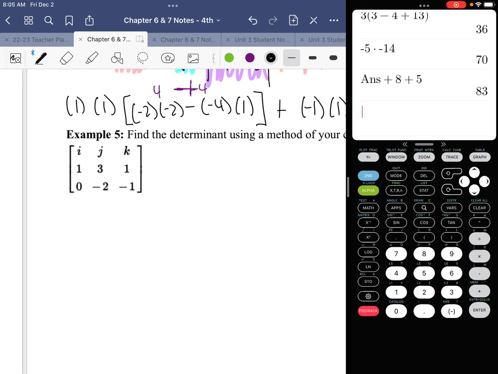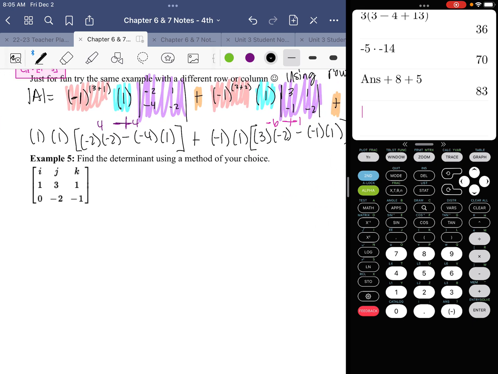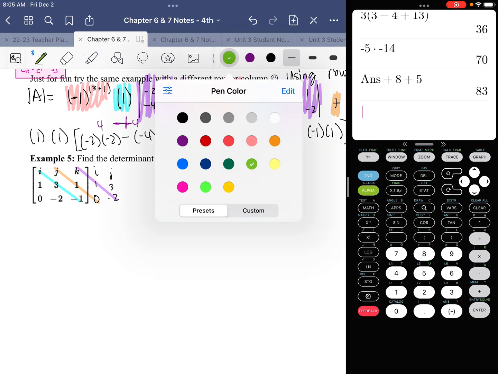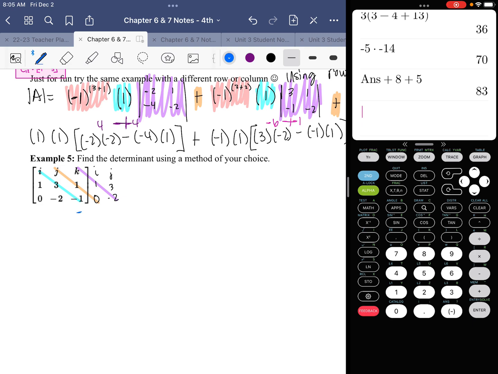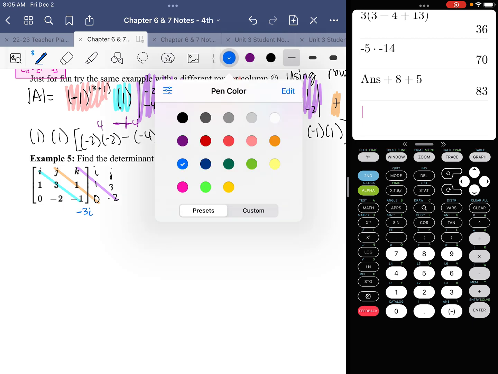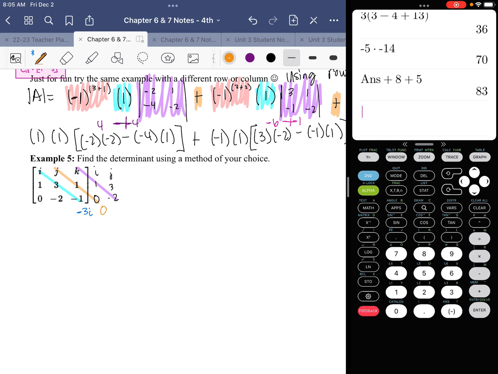All right. So find the determinant using a method of your choice. Personally, I really like the diagonal method. I think it's a lot easier. So we're going to go ahead. Oh, that's as far as we need to go. And then we can do our diagonals. And our diagonals here. Okay, so these are all of our down diagonals. So when we multiply those, it's i times 3 times -1, which is a -3i. This one would be j times 1 times 0, which is just 0. This one would be k times 1 times -2, which is a -2k.